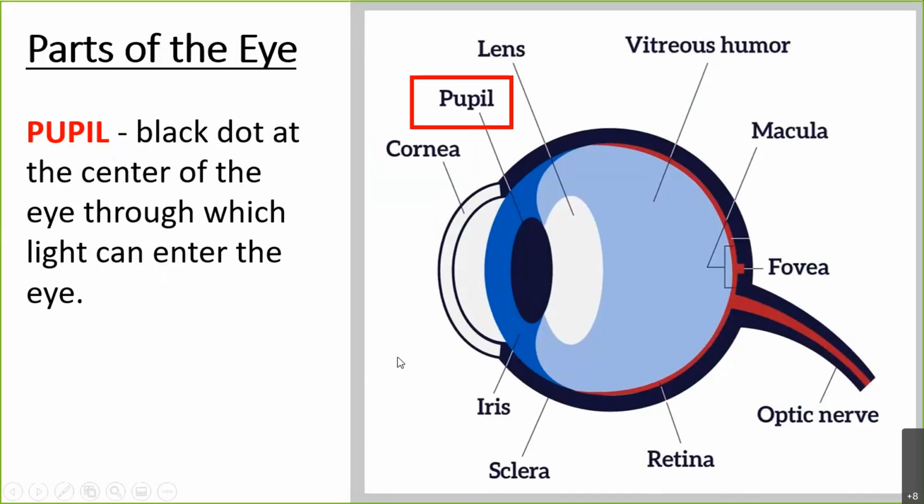Then there's your pupil. Okay, and that's the black dot. So if you look really, really closely in the colored part of your eye, there are two circles, okay? And the smallest one is your pupil, and that's where the light enters your eye, okay?